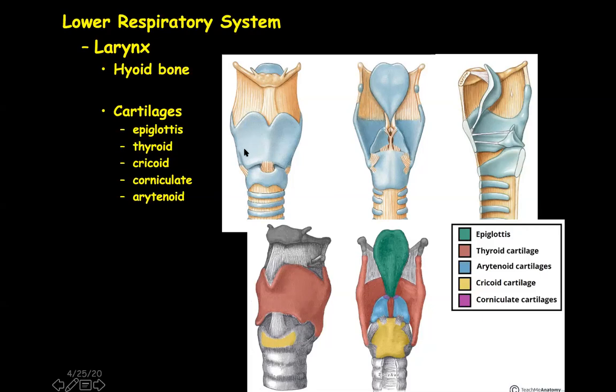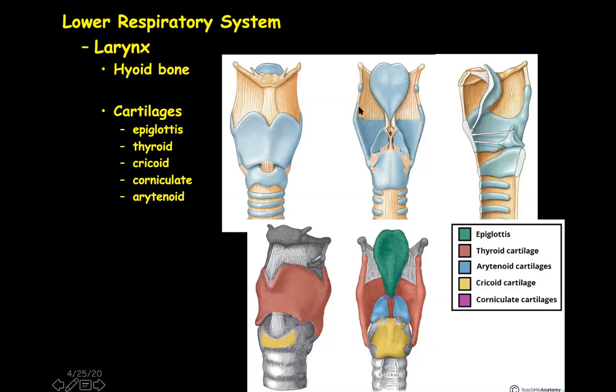So this one right here, this big shield-shaped one, that's the thyroid cartilage, or the Adam's apple. There's just one of these. It's the largest larynx cartilage that forms the majority of the anterior and the lateral surfaces of the larynx. Inferior to that is the singular cricoid cartilage. It's the only complete ring of cartilage in the entire respiratory system, and it's located immediately inferior to the thyroid cartilage.